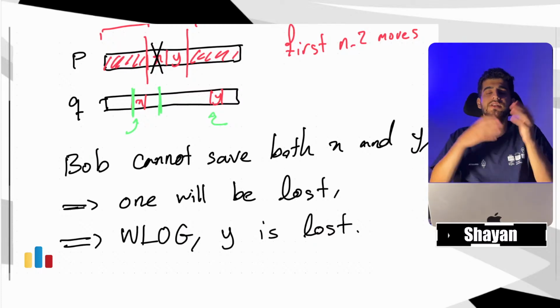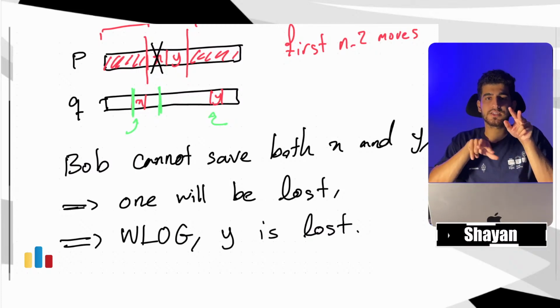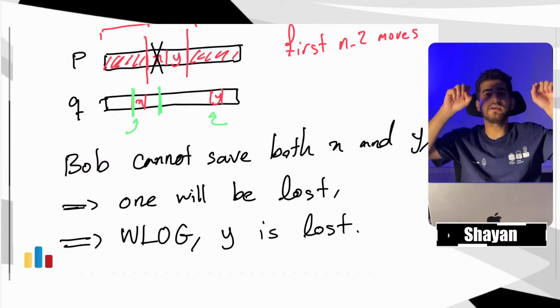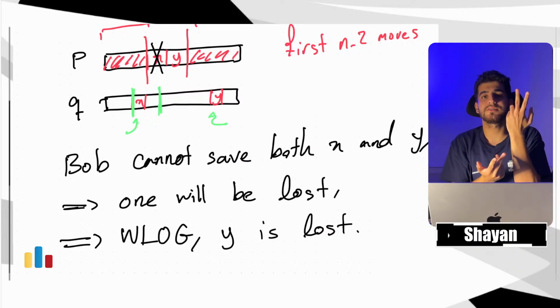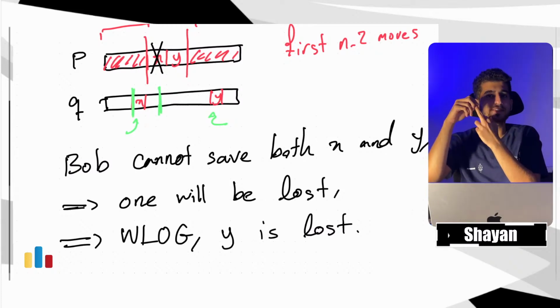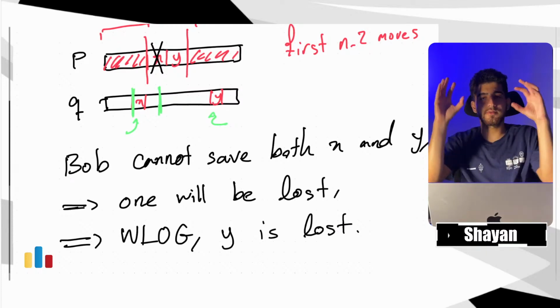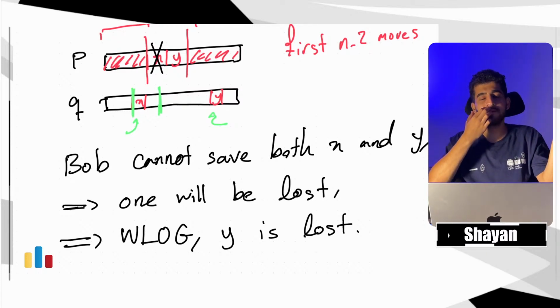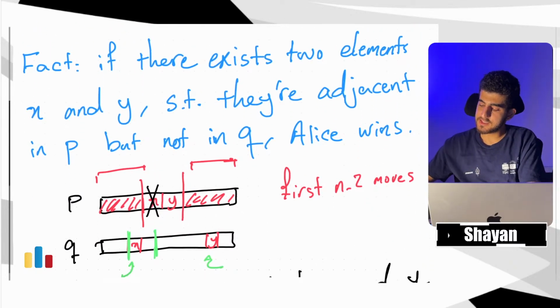So Alice's strategy is like this. If Alice can find 2 numbers, x and y, that are adjacent in P but not adjacent in Q, Alice can save these 2 elements after n minus 2 moves, removing everything but these 2 elements. But Bob cannot save the exact 2 elements, so at least one of them is lost. Without loss of generality, assume that Bob has lost y. Bob does not have y anymore. Alice can remove x now and have y, and because Bob does not have y, Alice will win the game. So this fact is proved, and in this case, definitely Alice wins.